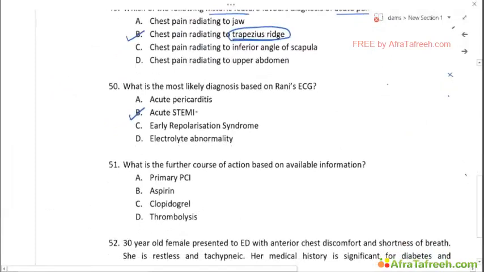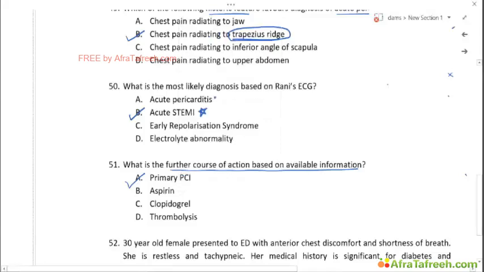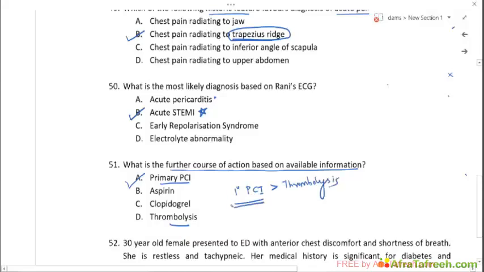Right. So now we have diagnosed this patient as an acute STEMI. What is the further course of action based on the available information? It would be a primary PCI. Had we diagnosed this as an acute pericarditis, only aspirin would have sufficed. Now among the options we have both thrombolysis as well as PCI. At any given time, primary PCI is always preferred over thrombolysis. It's always better to get a primary PCI if the facility is available.